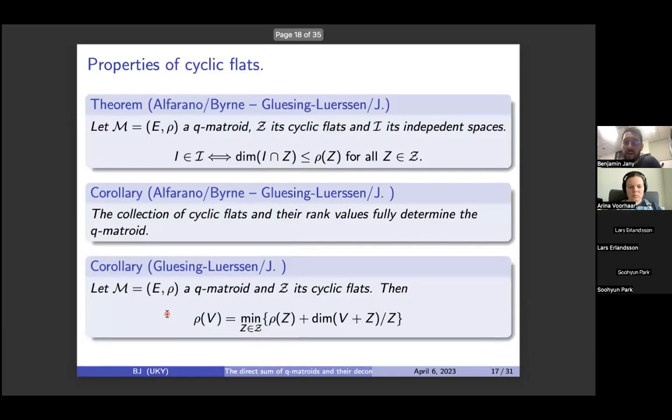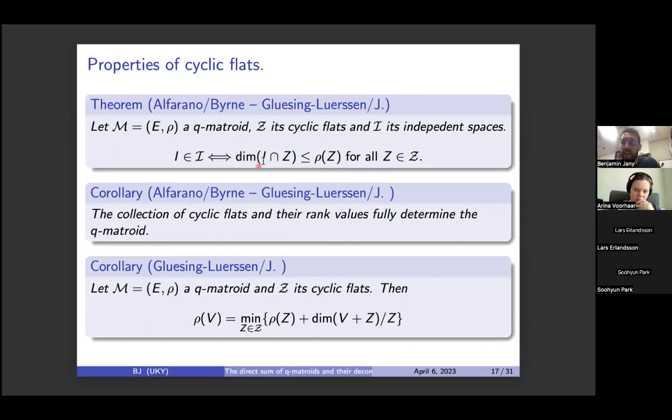Okay, and so what other nice properties do the cyclic flats of q-matroids satisfy? Well, it turns out that the cyclic flats, together with their rank values, and the independent spaces fully determine each other. So if I either know the independent spaces of a q-matroid or the cyclic flats together with their rank values, then I can determine the other. Okay, and the equivalence goes as follows, where a space I is independent if and only if the dimension of that space intersected with any cyclic flat will be less than or equal to the rank of that cyclic flat chosen.